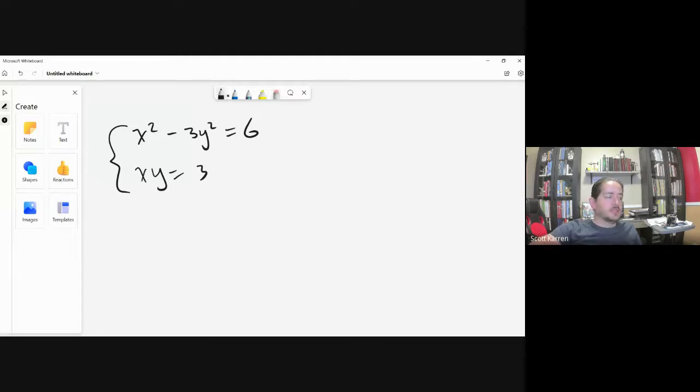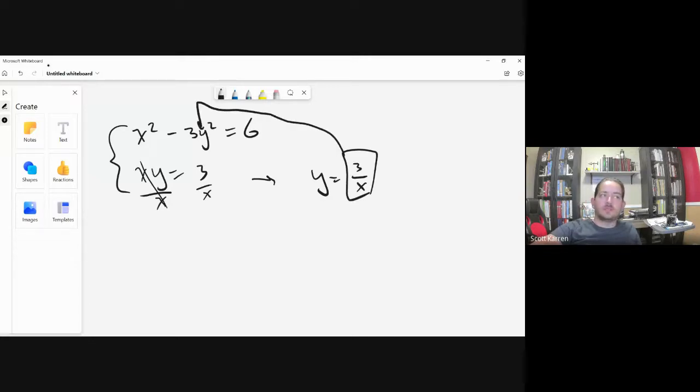What I want to do is figure out how to get rid of one of these variables. And I can't use the addition method that we just used because I don't have an x squared to eliminate in my second equation, and I don't have a y squared to eliminate in my second equation. But what I can do is the substitution method, right? If I take this second equation and let's just say divide by x, that gives me y equals 3 over x. And I can take that and replace the y in my other equation.